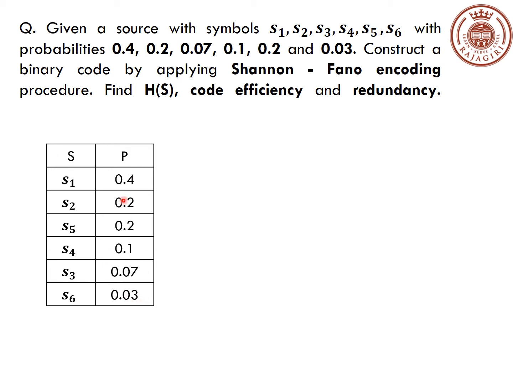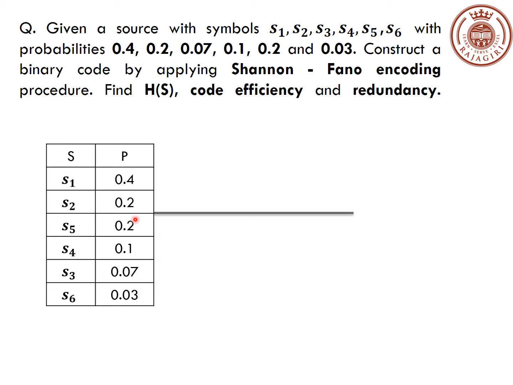So suppose I divide, one is 0.4. When I add the rest of the entries 0.2, 0.2, 0.1, it's going to be 0.6. So 0.4 and 0.6, there's no way they can be equal, but they're approximately equal. So either I can divide this as the first group and all of them as the second group, or there's another way.